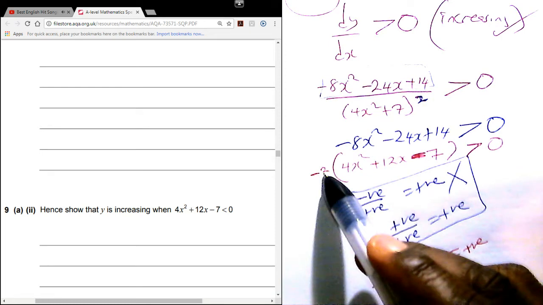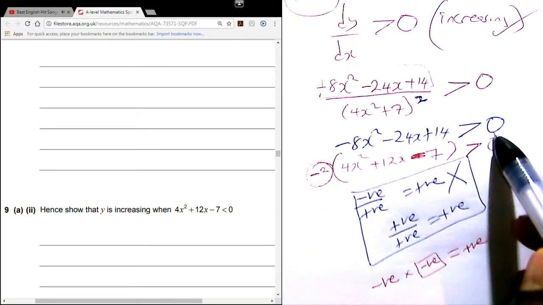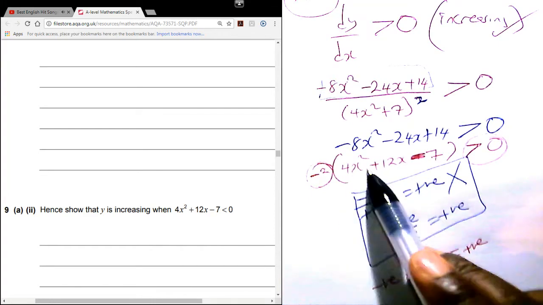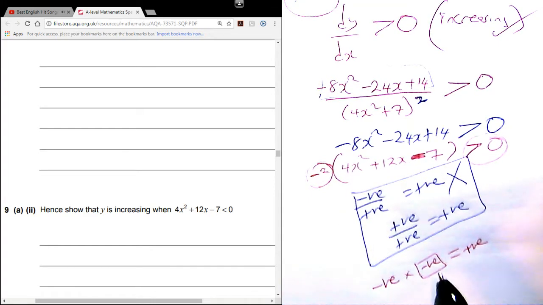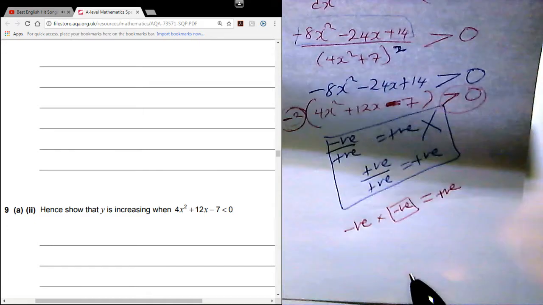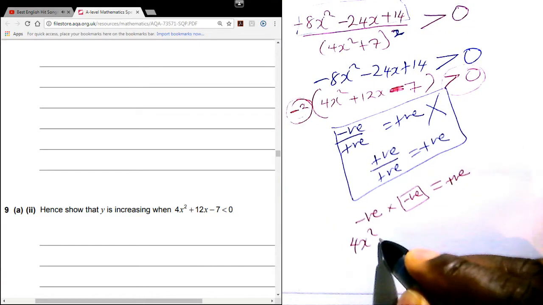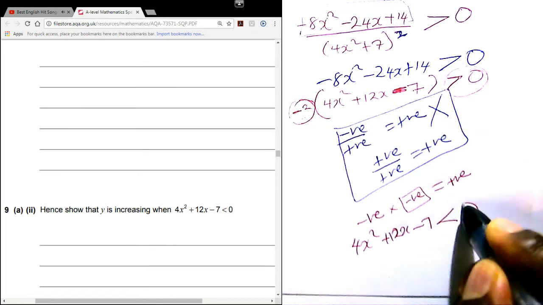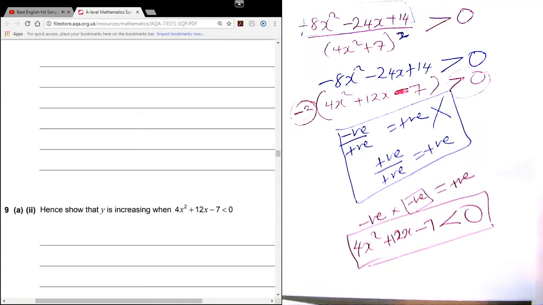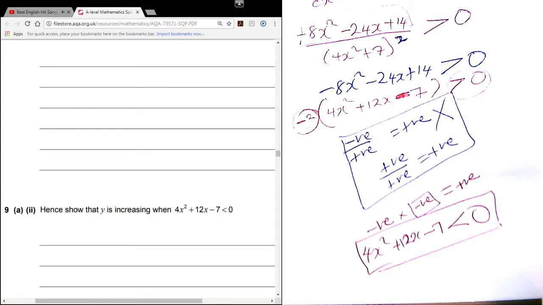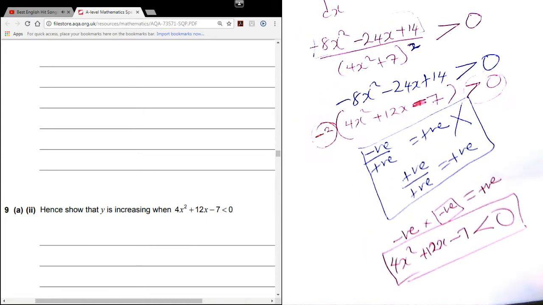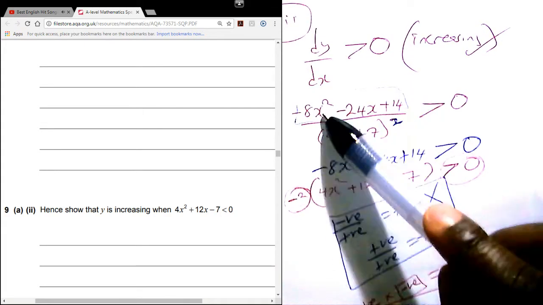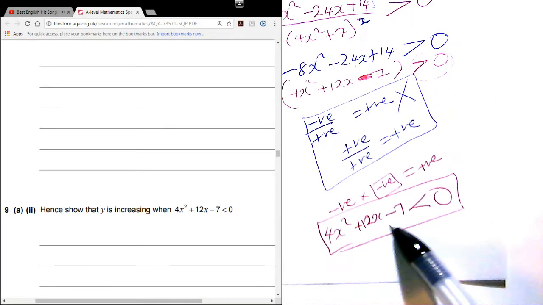So if this is already seen to be negative and the answer must be positive, then it means what we have in this bracket, the function here, must now be negative. So we can therefore say that 4x² + 12x - 7 must be negative. And that's the question we were told to prove. So if it's an increasing function, dy/dx must be greater than 0, and the whole of the fraction can be simplified to that.